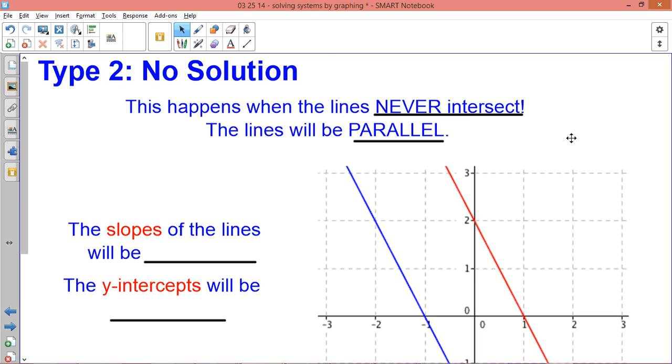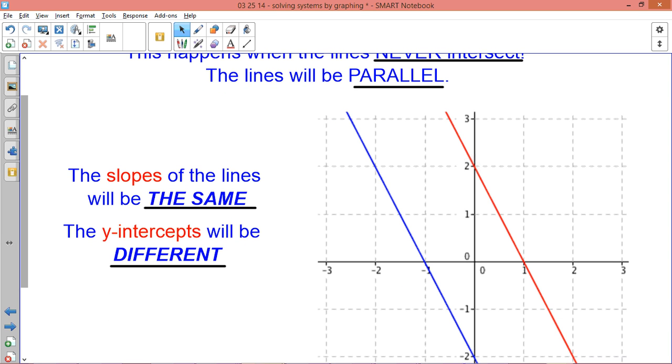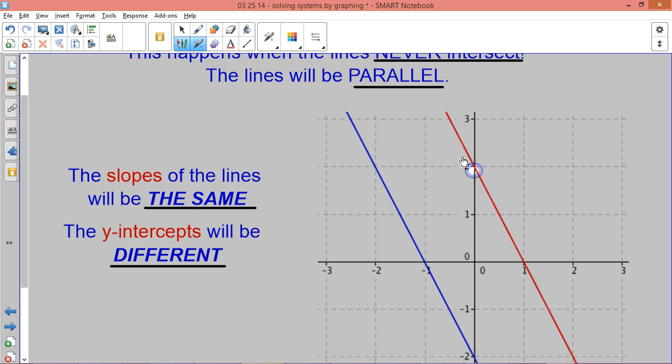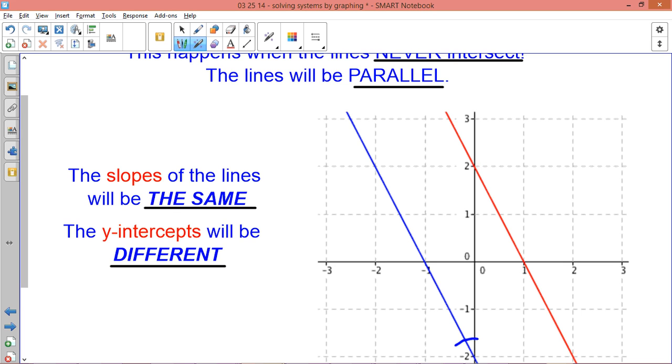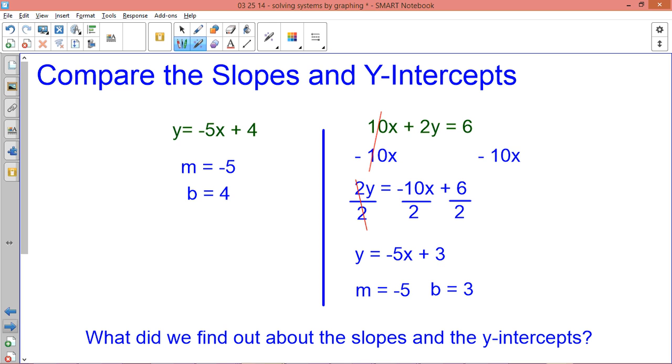So in order to have no solution to a system of linear equations, the slopes will be the same, but the y-intercepts will be different. Notice my two y-intercepts here. I've got one at 2 and the other one at -2. Okay, so that's how you know that you will have no solutions. It's when the slopes are the same, but the y-intercepts are different. And we're going to figure out how we do that.